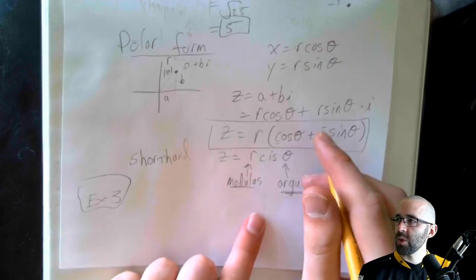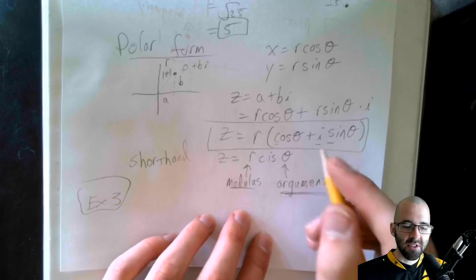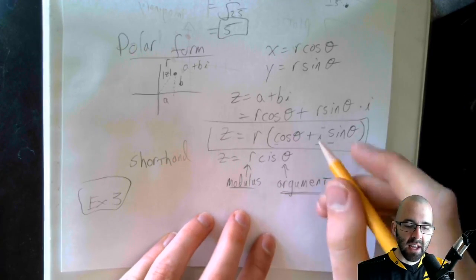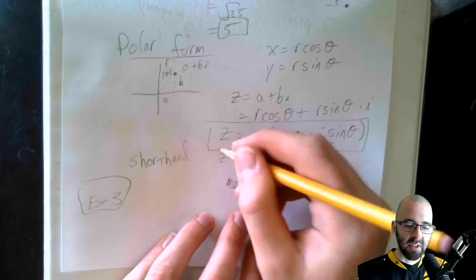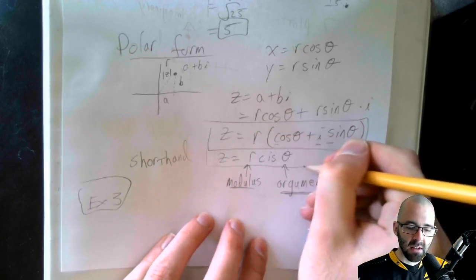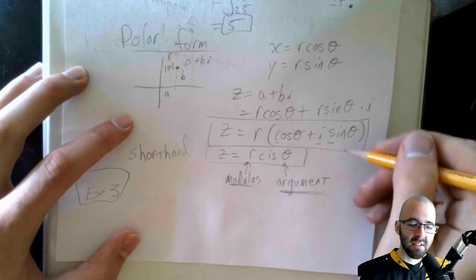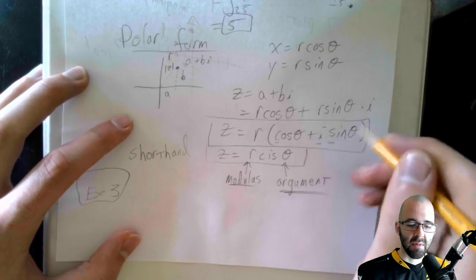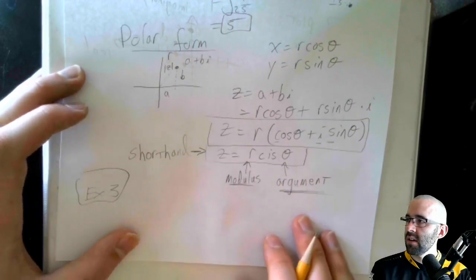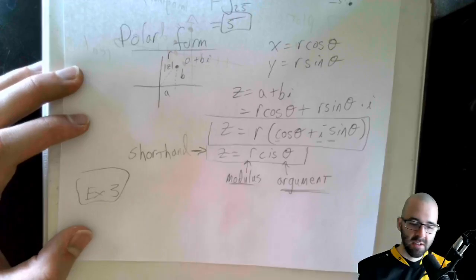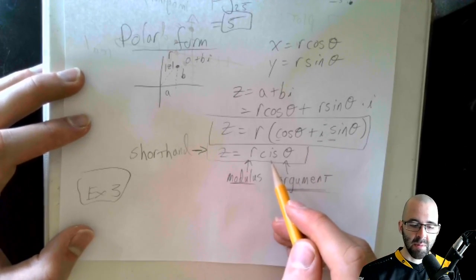So this is a shorthand. Yeah, exactly what Ashton said. This is just shorthand right here, and it stands for cosine plus I sine. So these two boxed things mean the exact same thing. This second thing is just shorthand though, because writing this whole thing out takes a fair amount of time, and some people use shorthand.